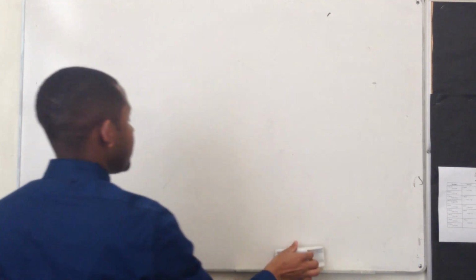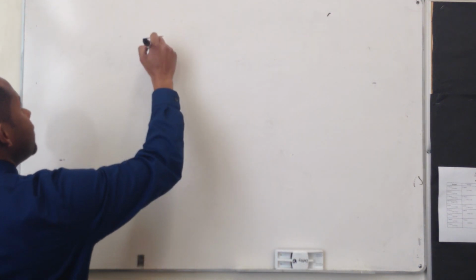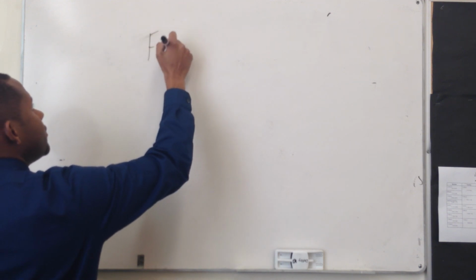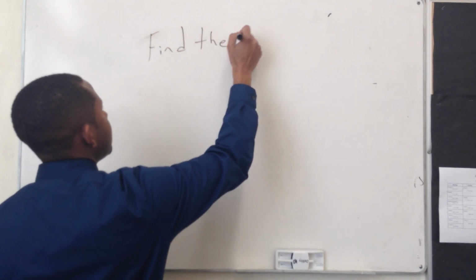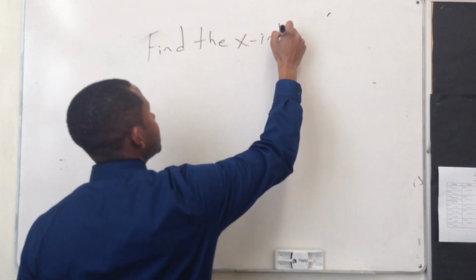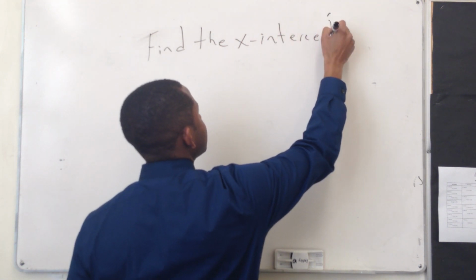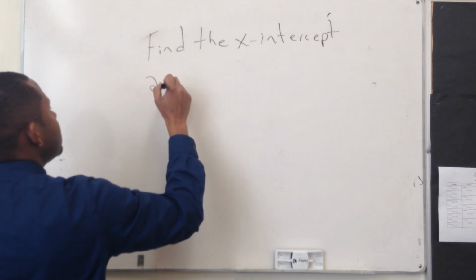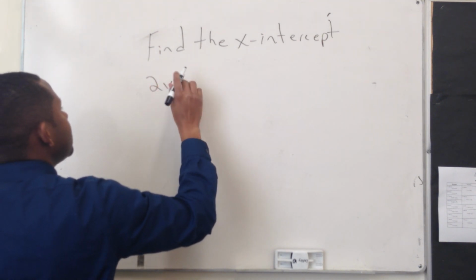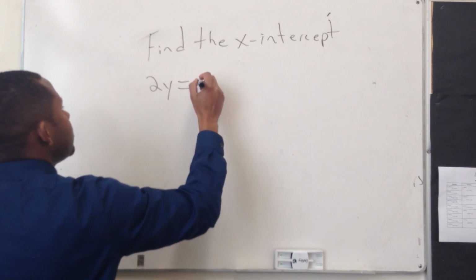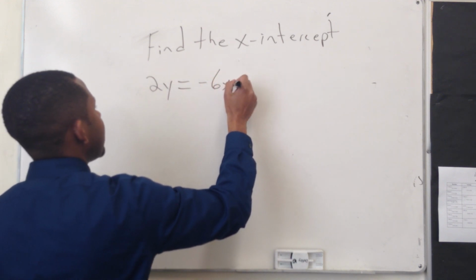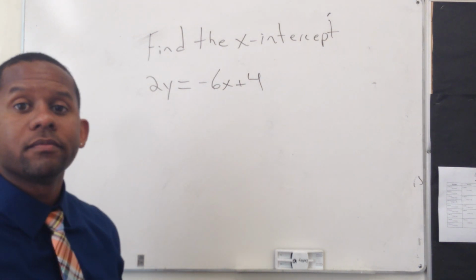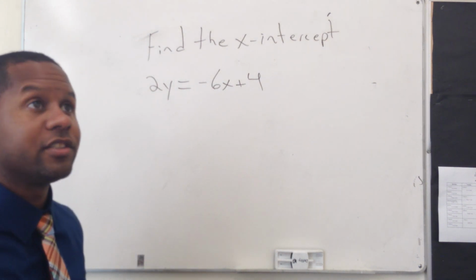Here's what I want you to do for me for this next one. This should be the last one. Find the x-intercept. I'm going to tell you 2y equals -6x plus 4. Find me the x-intercept. You do that on your own right now. Pause it and do it.